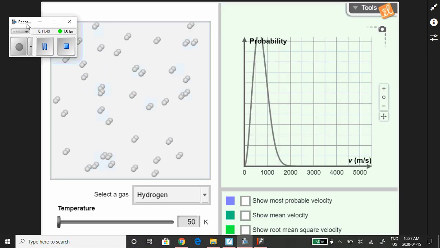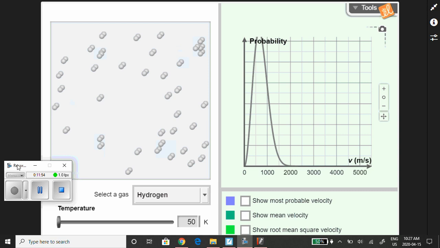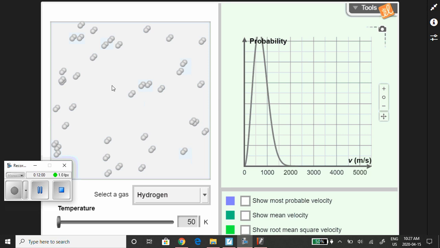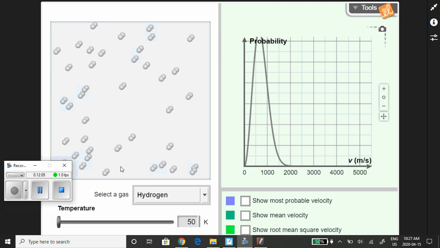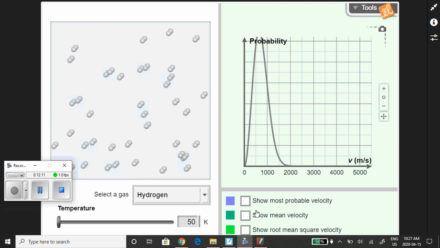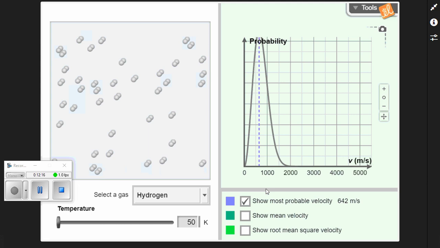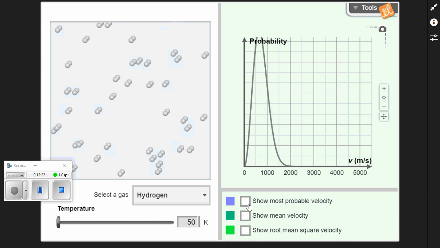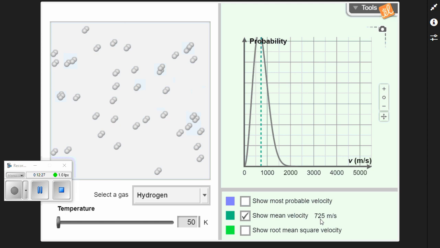All right, here's another nifty gizmo. It's taking a look at what happens to the speed of particles, their velocity, as the temperature changes. So we've got hydrogen here, and hydrogen is H2. You know that from your chemistry. We're at about 50 Kelvin, very low temperature. At 50 Kelvin, for this grouping of hydrogen, the most probable velocity would be 642 meters per second. The mean velocity, a mean is an averaging, is about 725 meters per second.